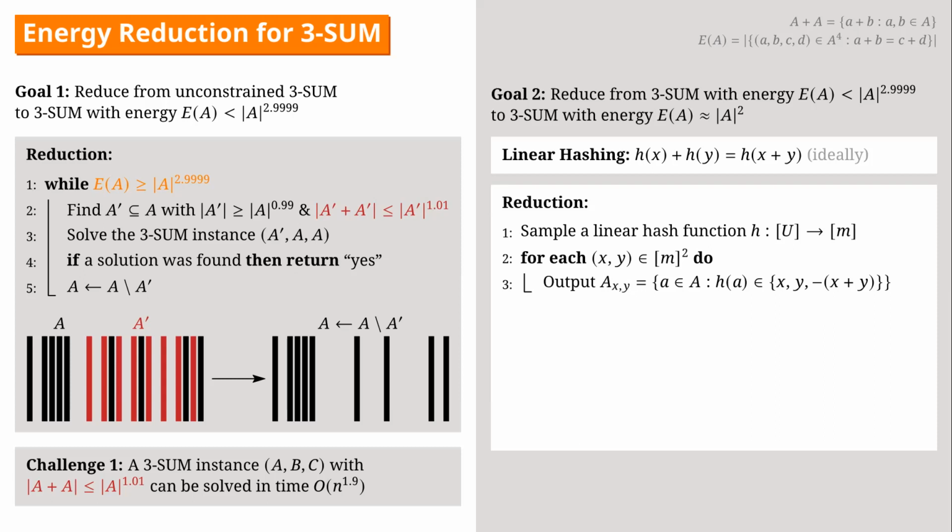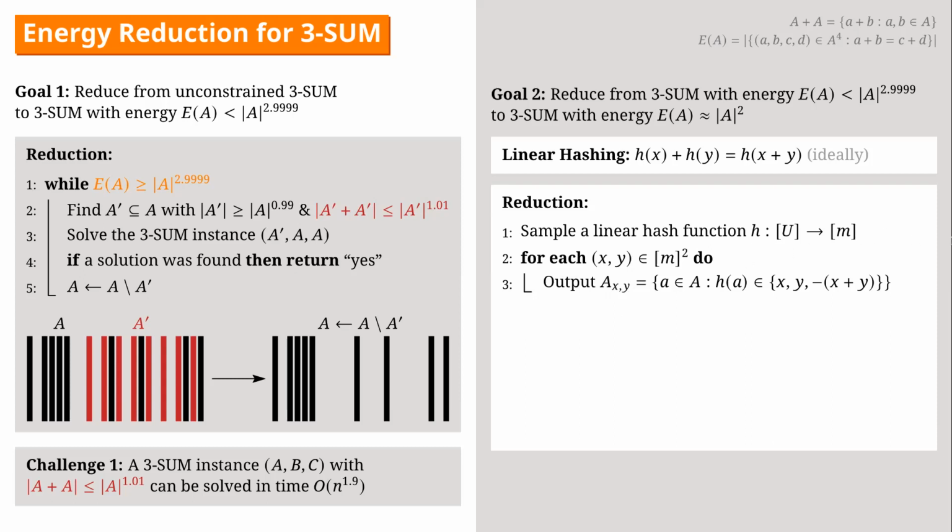Suppose there is a three-sum solution, a plus b plus c equals 0. Well, then pick x to be the hash value of a, y to be the hash value of b. And as it turns out, minus x plus y will just be the hash value of minus c. So indeed, we have satisfied that the hash values of a, b, and c are exactly part of the set. So we have preserved that a, b, and c are part of the set A_{x,y}. So this reduction is correct in the sense that one of the sets that we construct does contain an original three-sum solution.